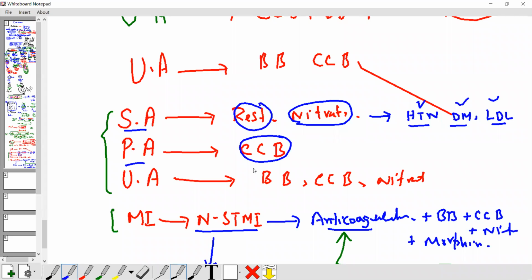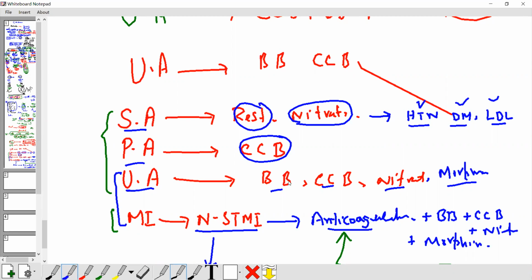And for Prinzmetal angina, because of emotional stress, we can give calcium channel blockers, the drug of choice. For unstable angina, which is very similar to MI, we give beta blocker, calcium channel blocker, and nitrate. If the pain is still not going, you can use a very strong painkiller, morphine.